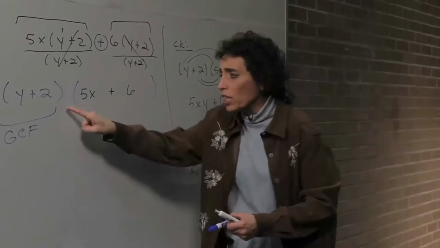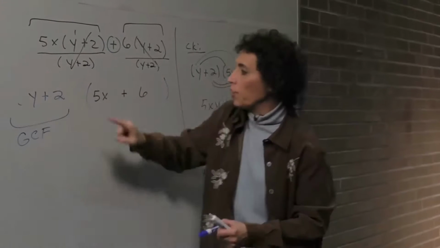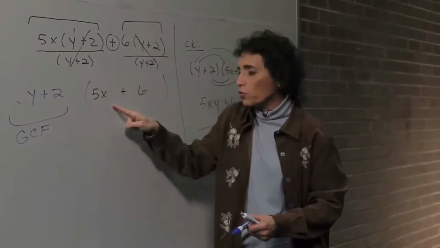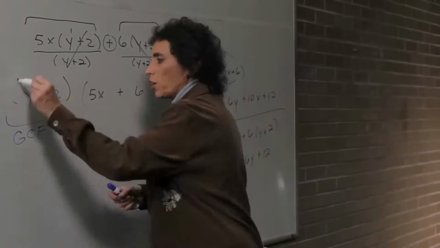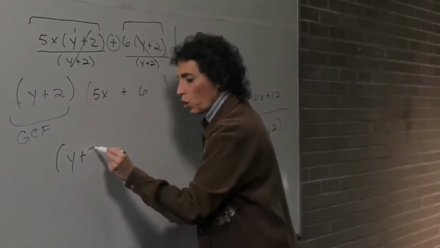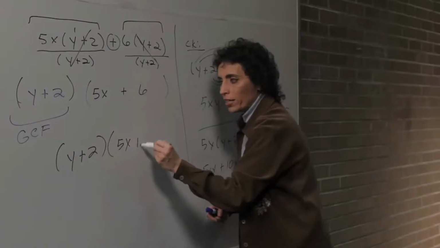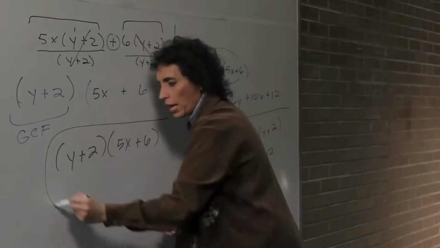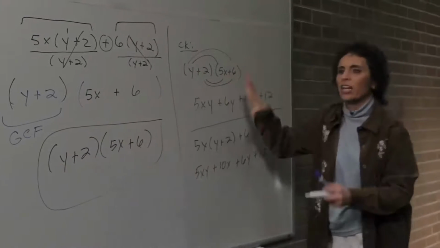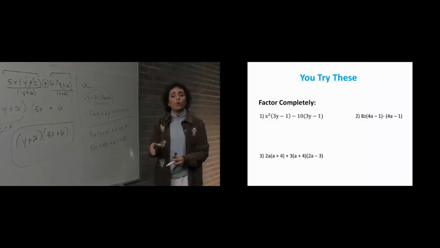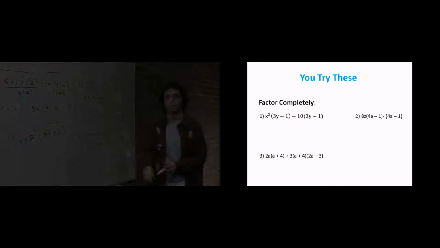You absolutely need parentheses around this because without parentheses here, the only thing multiplying this 5x plus 6 is the 2. So you absolutely need parentheses. So your entire answer is y plus 2 times the quantity 5x plus 6, and you are done. That's an awesome problem, and you can check it if you feel the need. So where it says you try these, and there are 3 of those, try those 3.